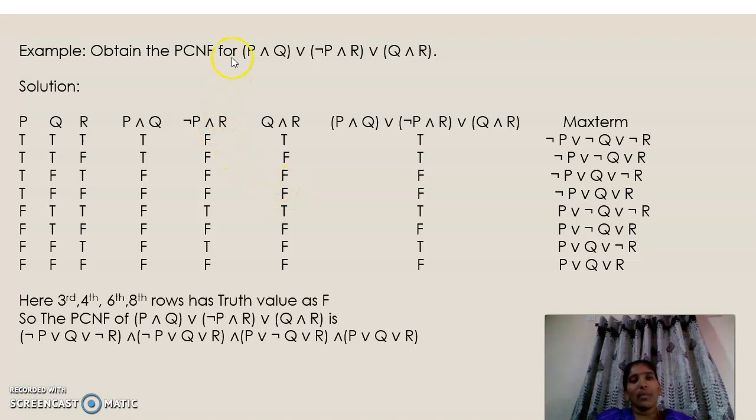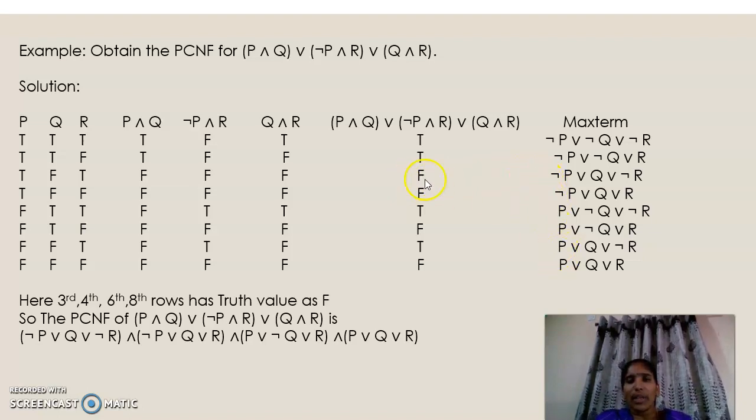So, the next example of PCNF. The given statement formula is P and Q, or negation P and R, or Q and R. First we will see it with the truth table. First you have to construct the truth table for the given statement formula. Finally the truth values are true, true, false, false, true, false, true, false. You have to write down the max terms, but you have to consider only the rows where we have false.